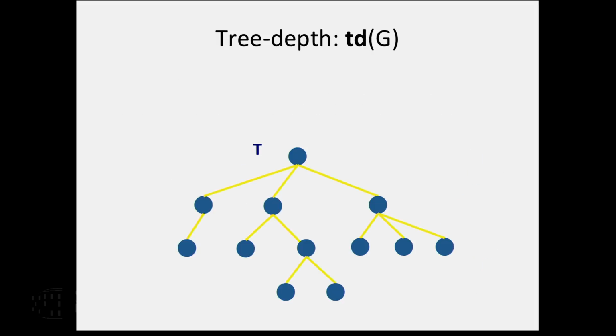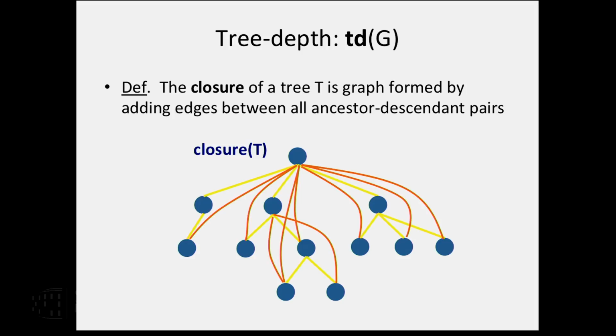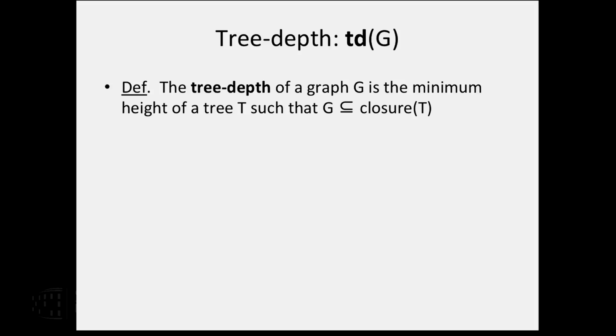As for tree depth, this may be a somewhat less familiar notion to people. Let me first define the closure of a tree. T here is a finite rooted tree, and the closure of T is the graph formed by adding edges between all ancestor-descendant pairs in the tree. In other words, you put a clique along every branch of this tree. The tree depth of a graph G is the minimum height of a tree T such that G can be realized as a subgraph of the closure of T.